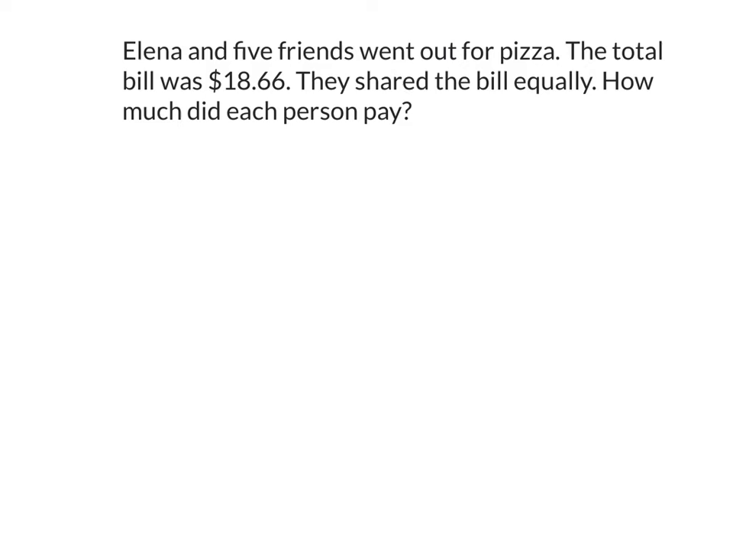Elena and 5 friends went out for pizza. The total bill was $18.66. They shared the bill equally. How much did each person pay? So to find the amount each person paid, we would divide $18.66 by 6, which is the total number of people, and that will give us the number that each person paid.